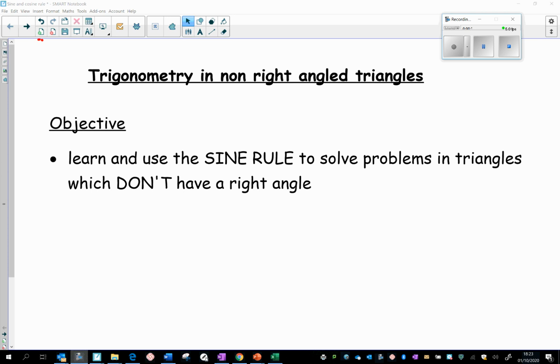There are two rules that you need to learn, which are to do with non-right angled triangles. One of them is called the sine rule, the other is called the cosine rule. And today I'm going to show you how the sine rule works to find missing sides in non-right angled triangles. First thing we're going to do, though, is look at how we label non-right angled triangles.